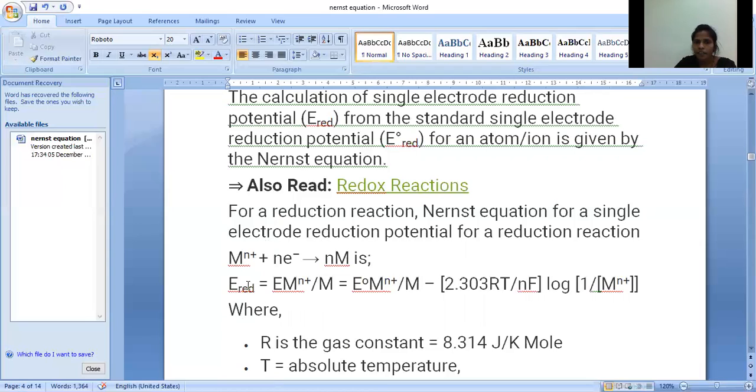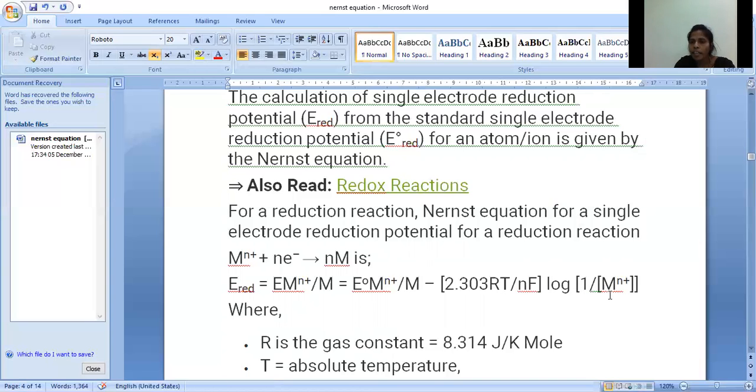E red, here red is nothing but reduction. So what is the reduction here? M^n+ converts to M. So that's what we have written here: E M^n+/M. It means M^n+ converts to M. E M^n+/M is equal to E naught M^n+/M minus 2.303 RT by nF log 1 by [M^n+]. So here, in the place of E cell, we have written E reduction, equal to E naught reduction minus 2.303 RT by nF log 1 by [M^n+].